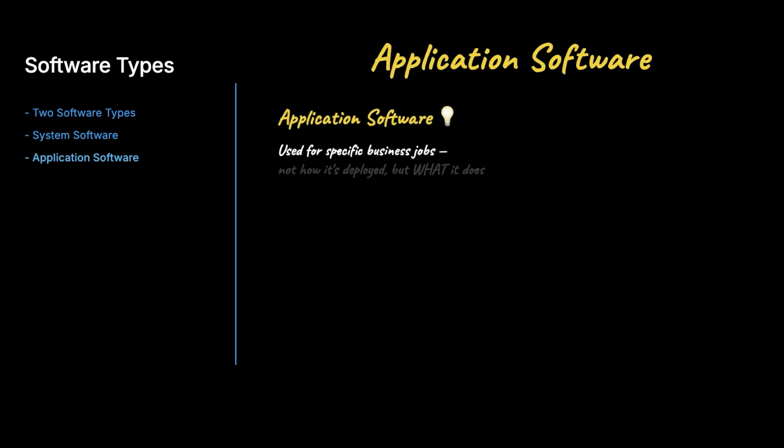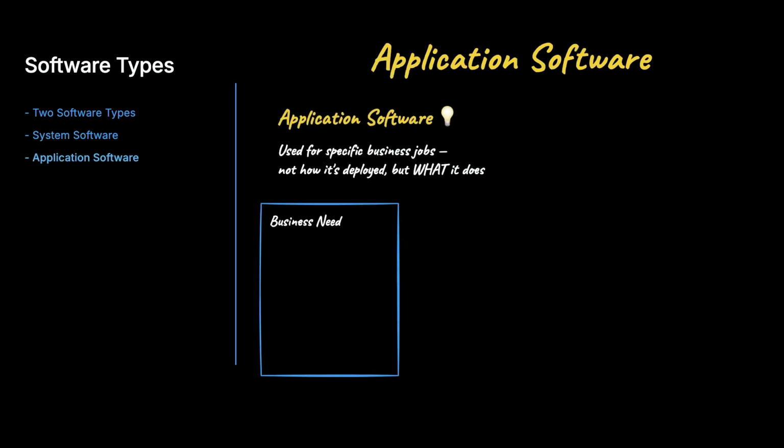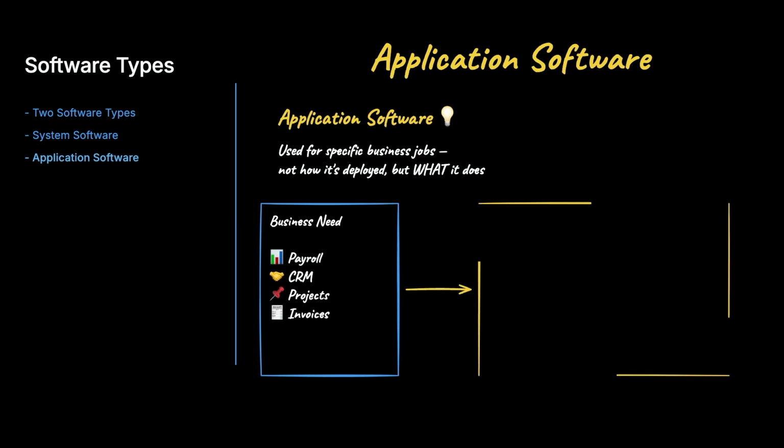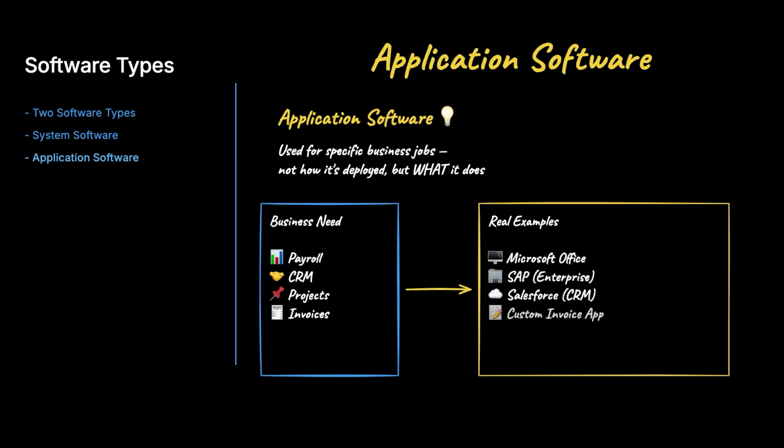Application software is different. It is used for specific information processing needs. The actual jobs a business wants done, like payroll, customer relationship management, and project management. Familiar examples include Microsoft Office, the enterprise system SAP, and the customer platform Salesforce. Even a custom program that automates one company's invoices counts. The key is function, not deployment.